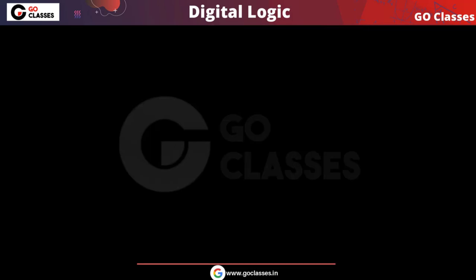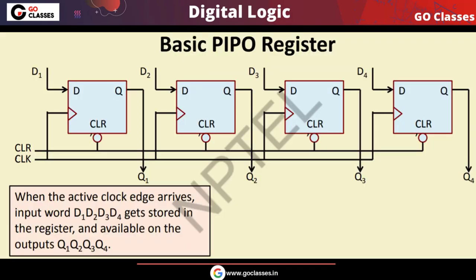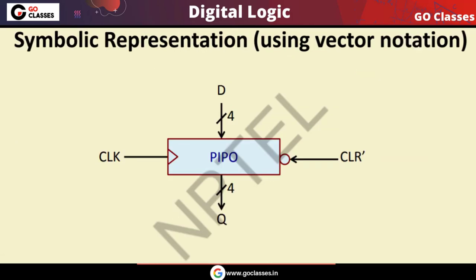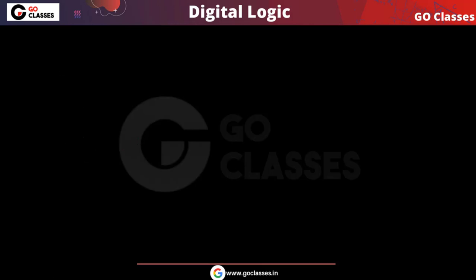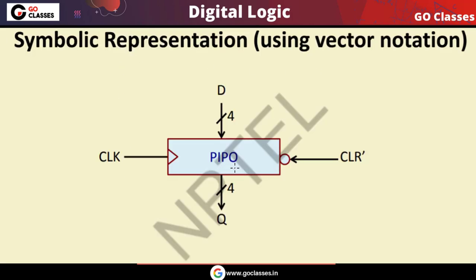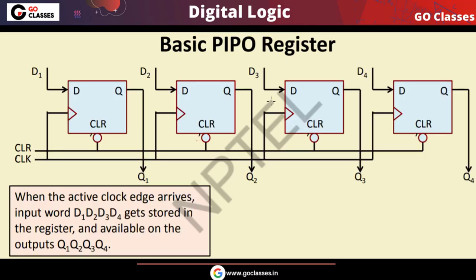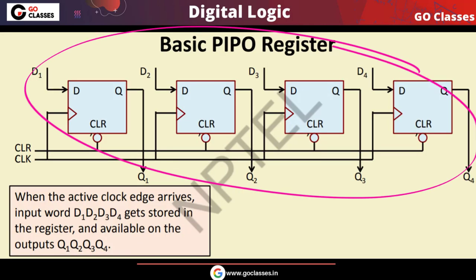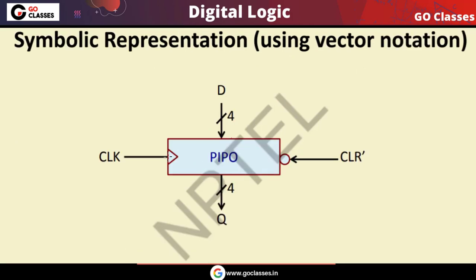Now you can notice that this is the logic. You can just read this. These slides I have taken from NPTEL. Now this parallel in, parallel out register: this is the symbolic notation for it, because this is the actual implementation, but the symbolic notation is this.